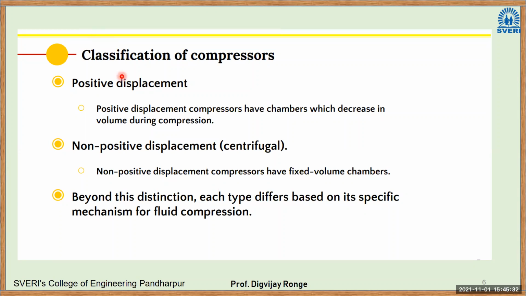Okay. So positive displacement, you are already aware of it. That means whatever you have seen, reciprocating air compressors, in which the air is taken inside, then it is compressed, and then it is sent to the receiver or the atmosphere, mostly to the receiver. Non-positive means air is continuously being compressed and discharged, so that process takes place continuously. For example, in centrifugal compressors. Beyond this distinction, each type differs based on a specific mechanism of fluid compression.